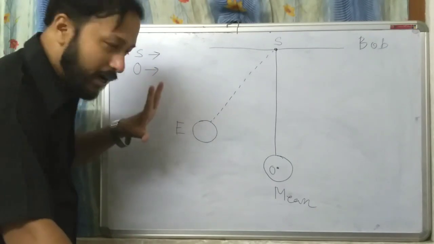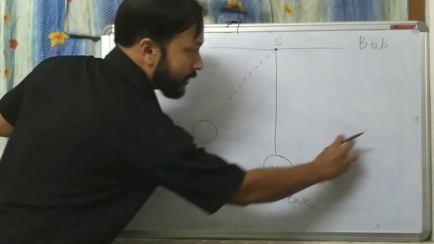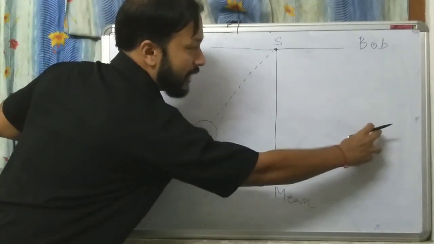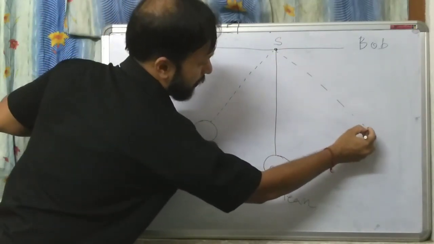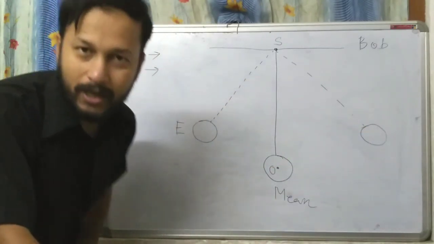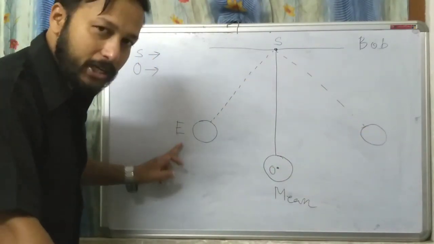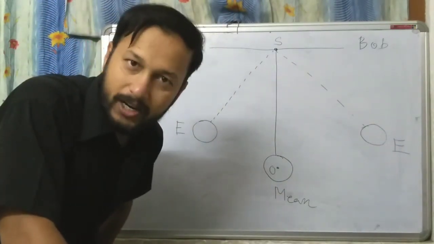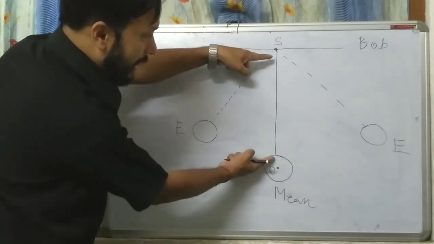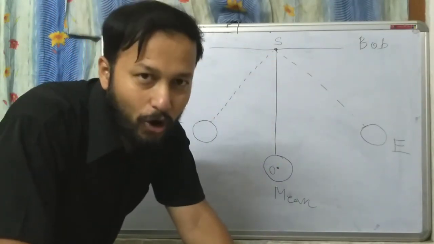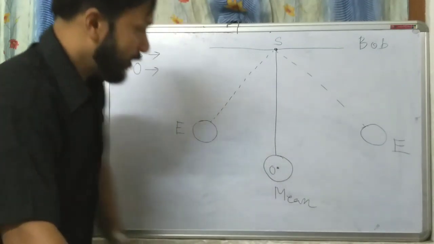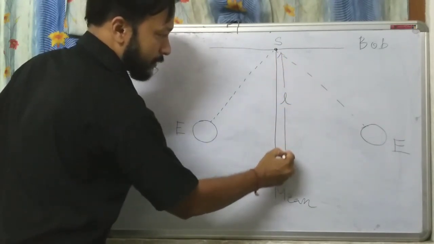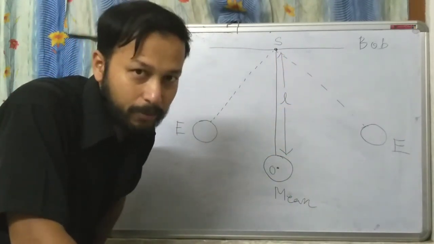Now if you leave from here, then the bob will go there and again it will come here. So this is my extreme position. This is also my extreme position. And this is my mean position. Understood? This length is called length of the pendulum. This is the length of the pendulum.